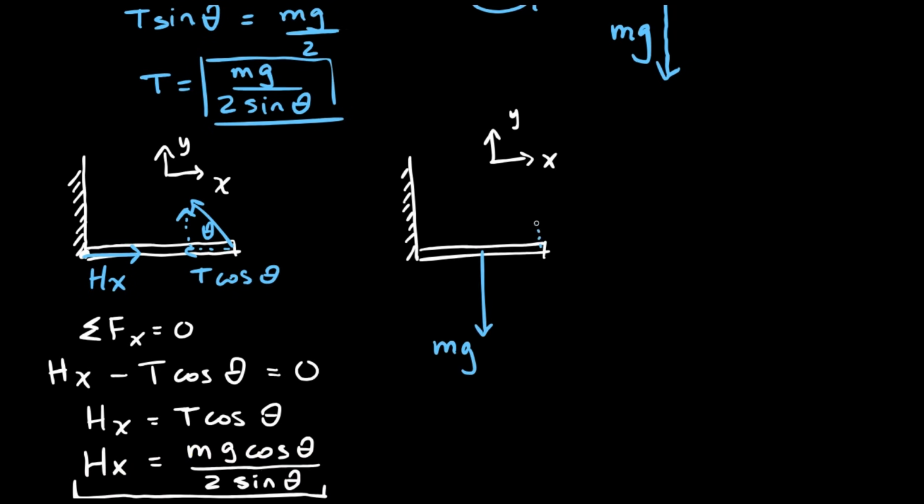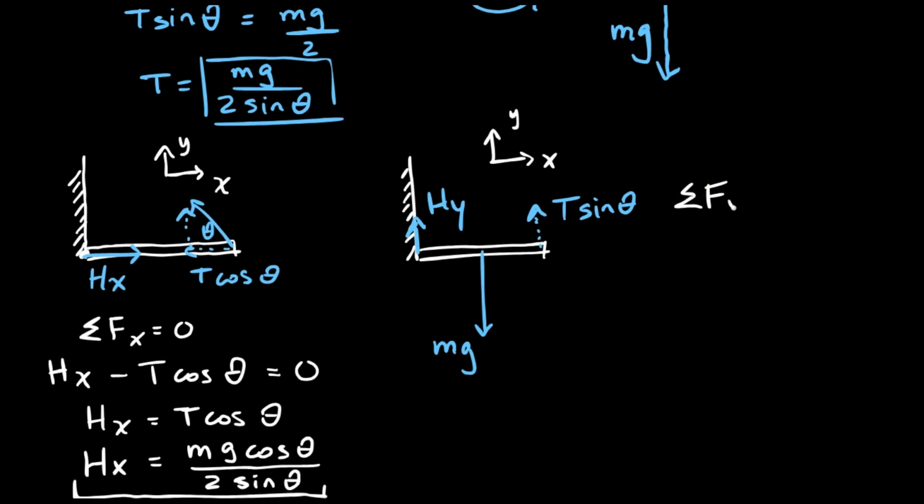So in the y direction, we have mg, the gravitational force pulling down on the rod. We also have the y component of the tension force, which is T sine theta. And then we have the y component of the hinge force, which is what we're solving for.